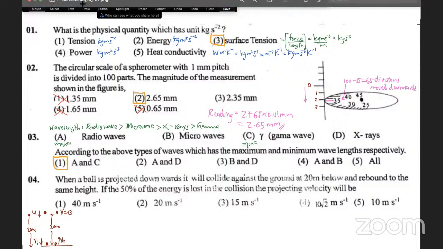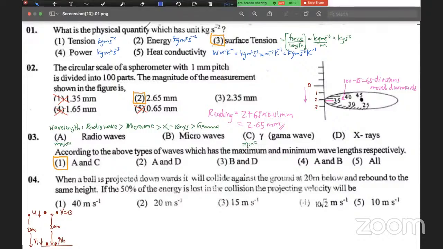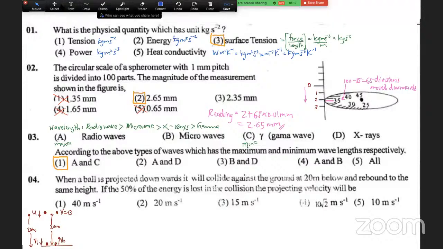So let's move on. The question. I was explaining this question, the fourth one. The object starts at a certain speed at a height of 20 meters. So what I'm trying to say is that it initially has kinetic energy as well as potential energy. But once it hits the ground and rebounds, it reaches the initial point, but it will be at 0 velocity when it reaches there. If 50% of energy is lost in the collision, the projecting velocity will be. So they are asking what is u.